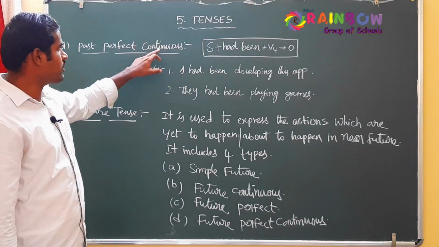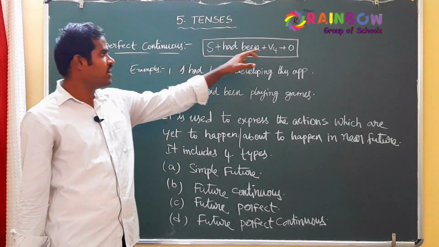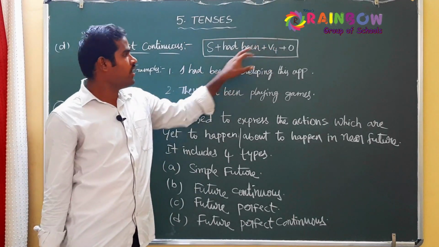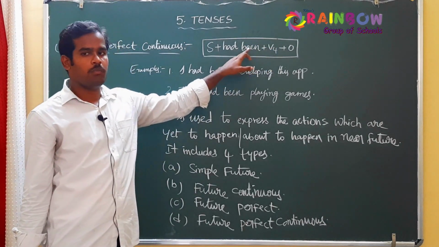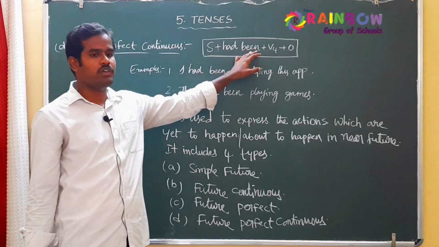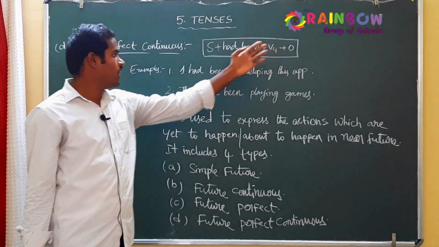As I already told, if you hear the term continuous, the verb should be V4, but after had we should not write V4. That is why I have added the word been. So the structure became like this: subject plus had been plus V4 plus object.